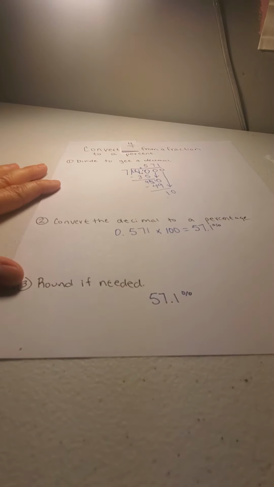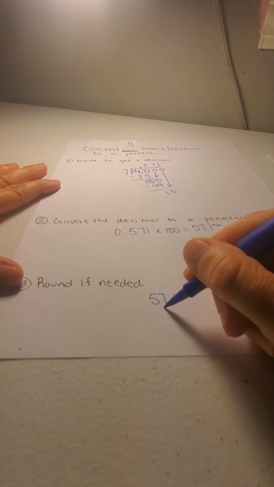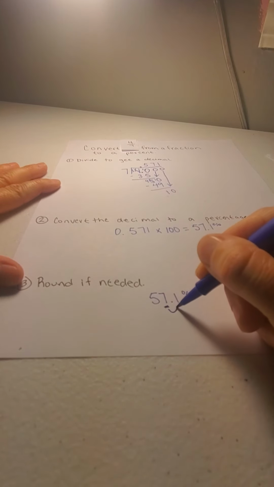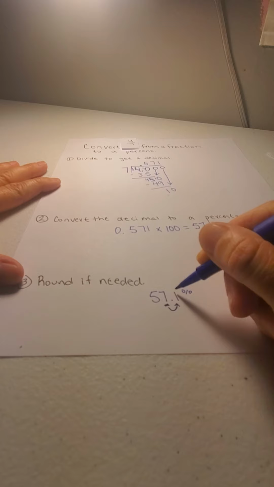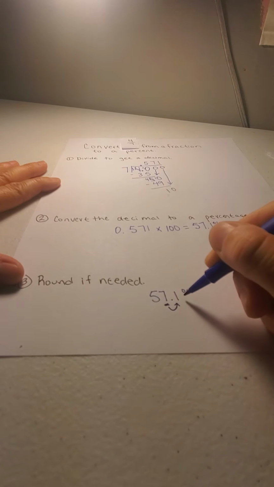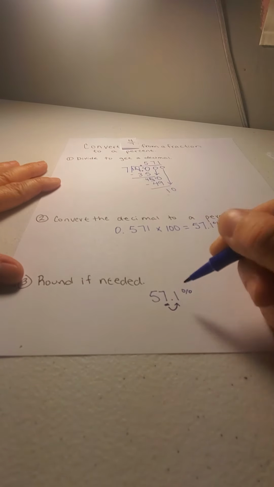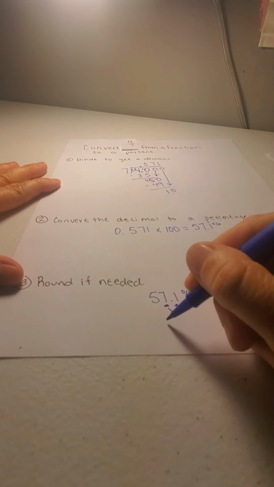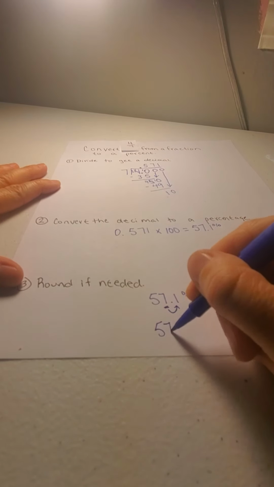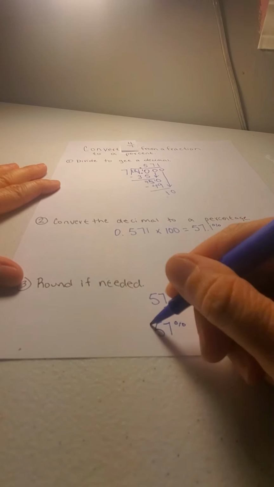So 57.1%, and if we're rounding to the nearest percentage, we want to keep this number right here. So we're looking at the place next to it. So it's 5 or more, raise the score. 4 or less, let it rest. So 1 is 4 or less. We're letting it rest where it is at 57%.